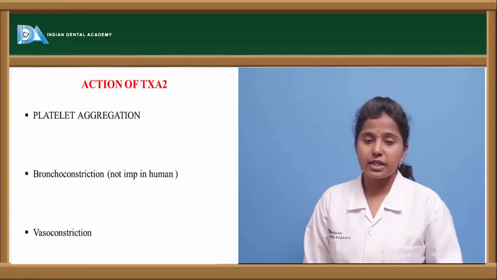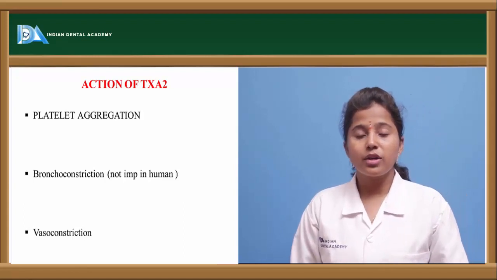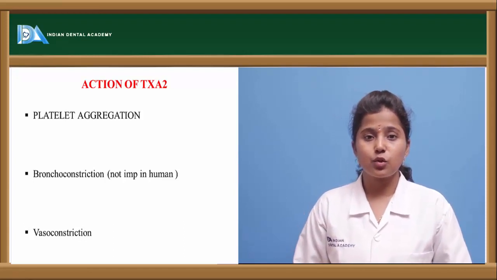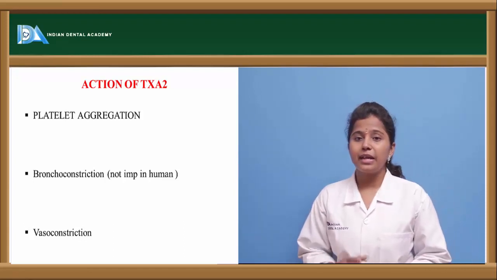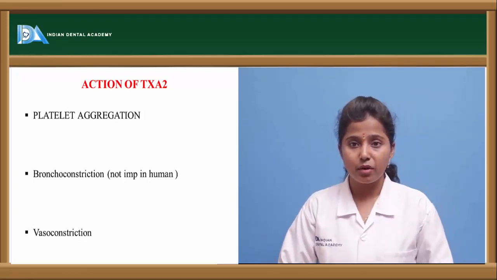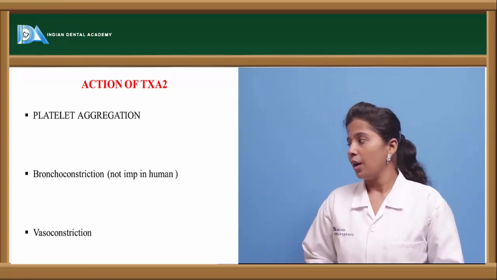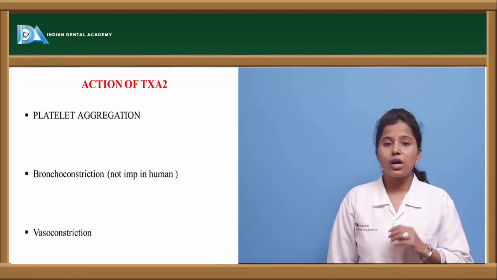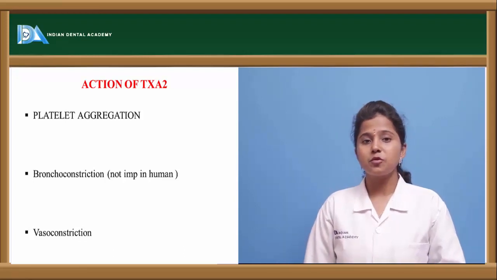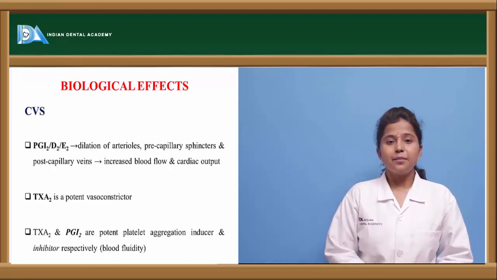Actions of thromboxanes. The name itself indicates that thromboxanes are a kind of prostanoids, or eicosanoids, which are mainly useful in platelet aggregation. This platelet aggregation plays a very important role when thromboxanes are released. When thromboxanes are released in the body, platelet aggregation is potentiated, and it causes bronchoconstriction as well as vasoconstriction. So vascular smooth muscle as well as bronchial smooth muscles are constricted because of these thromboxanes. Let's see the biological effects.